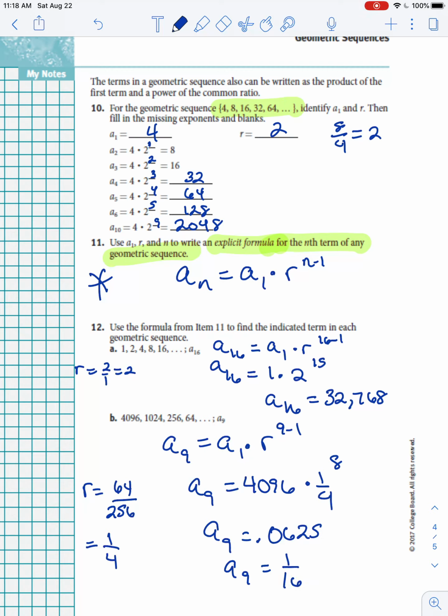So, we might want to practice how to get from a decimal to a fraction because, depending on how the answers are listed, you might want that fraction. So we'll talk about that in class.